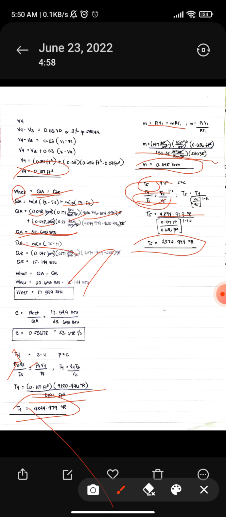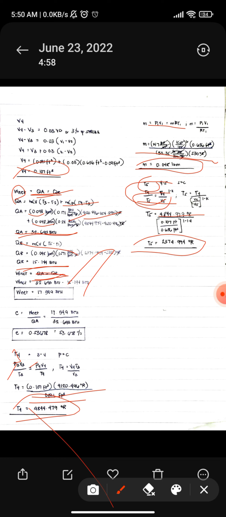For the QR naman, we have M CV times T5 minus T1. So, M is equals to 0.048 pound mass times CV na 0.171 BTU over pound mass degree Rankine times T5 minus T1 na 2374.994 minus 530 degree Rankine. So, QR natin is equals to 15.144 BTU. So, pwede na natin masolve yung ating W net.